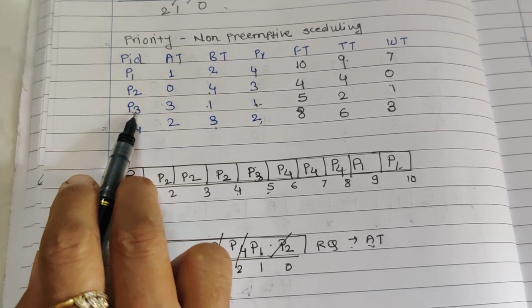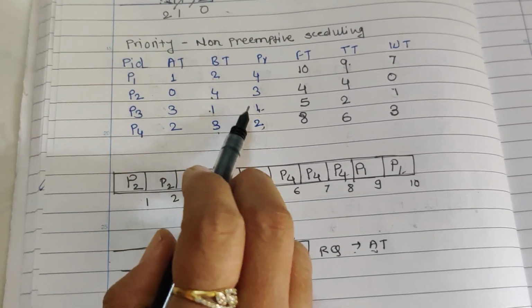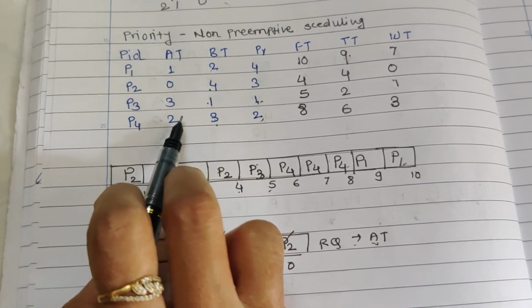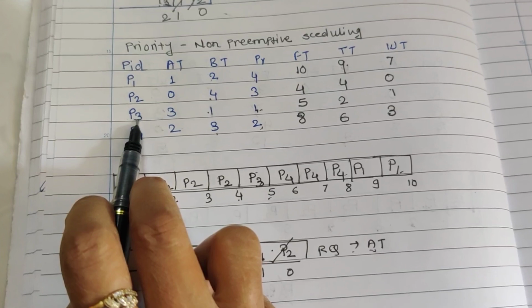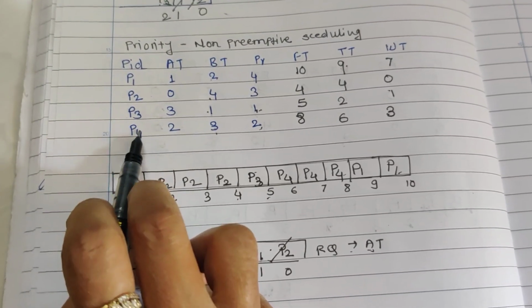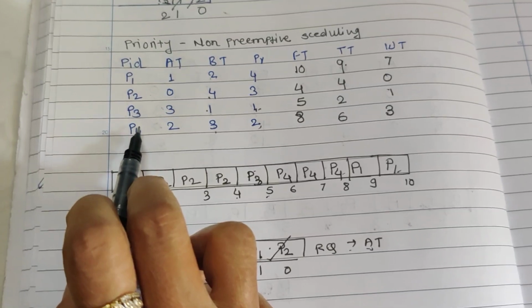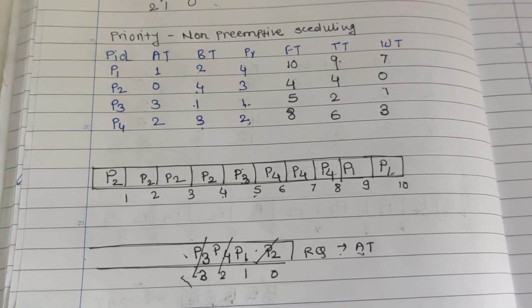If I say here P2, P3 and P4 have the same priority and their arrival time is also the same, then obviously we will pick up the process P3, just for simplicity, because it is in the table at the start before P4. So this is all about priority non-preemptive scheduling.